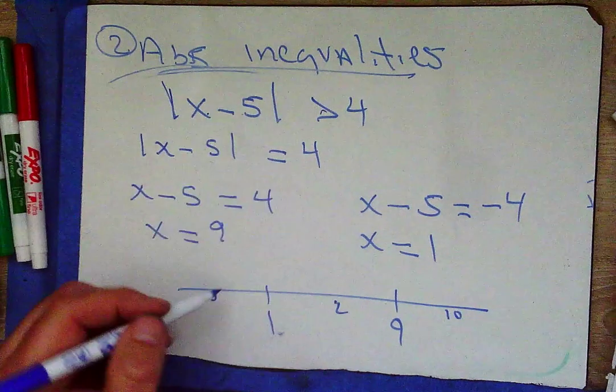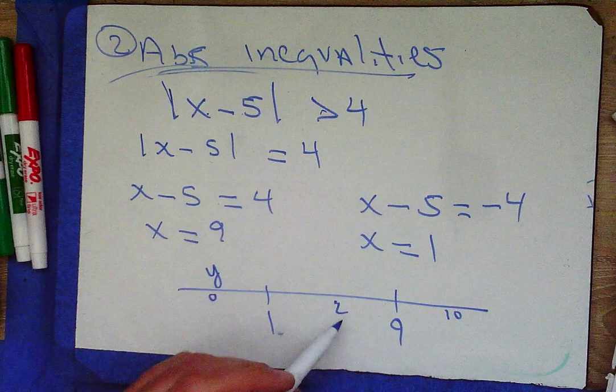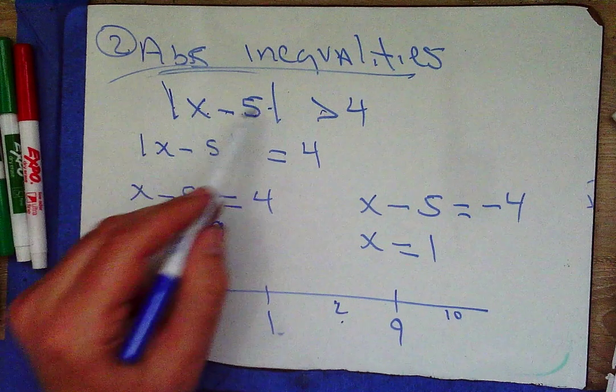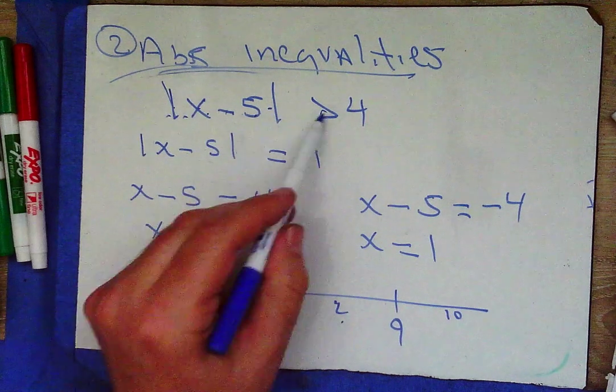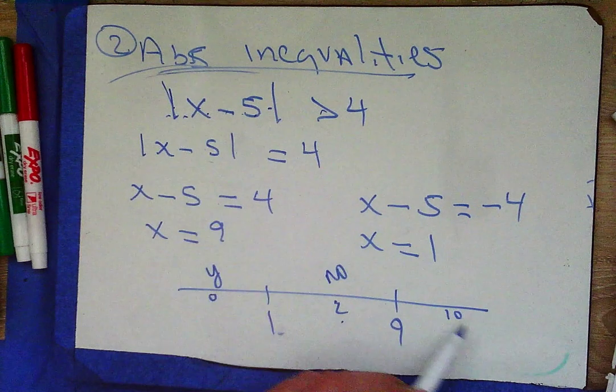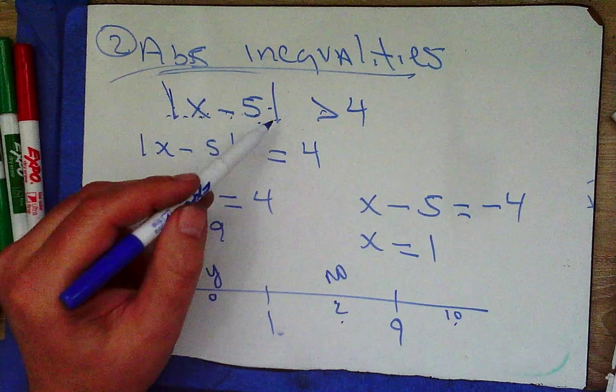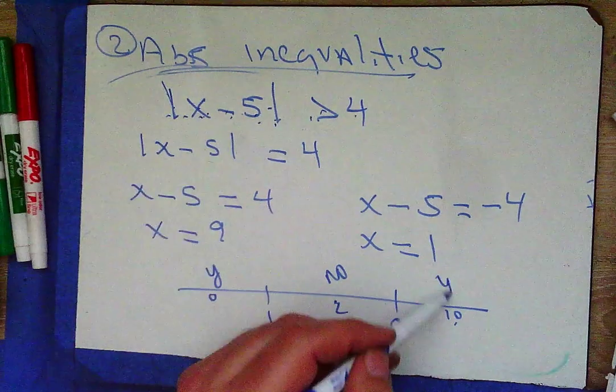Is 5 greater than 4? Yes. If I plug in a 2, 2 minus 5 is negative 3. Absolute value of negative 3 is 3. Is 3 greater than 4? No. And if I plug in a 10, 10 minus 5 is 5. Absolute value of 5 is 5. Is that bigger than 4?